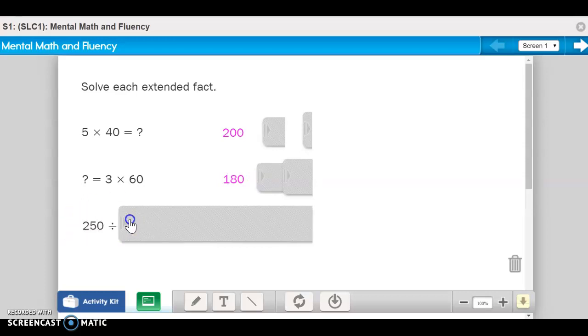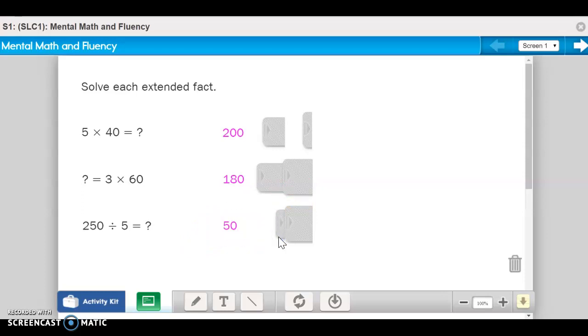Okay, one more. Division. 250 divided by 5. 250 is like saying 25 tens. So 25 tens divided by 5 equals, well, I know that 25 divided by 5 equals 5. So 25 tens divided by 5 equals 50.